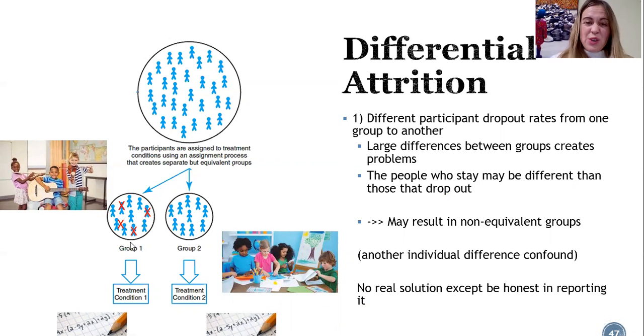So there's nothing really you can do about this, except you need to be honest in reporting how many people have dropped out of your conditions and whether those people who dropped out might be different than the people who stayed in.